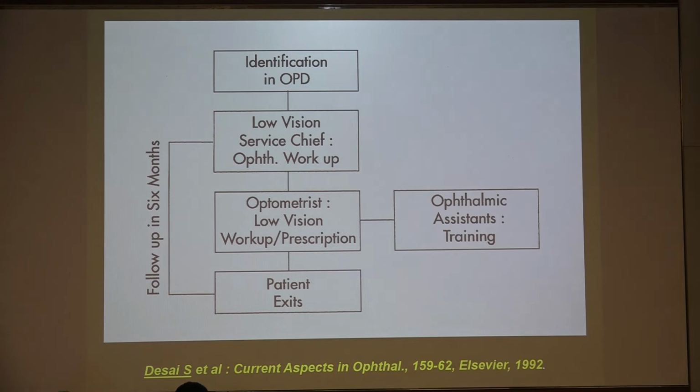And in one of the studies conducted by our chief instructor, this is the usual workflow which we follow in our clinic. A patient is first identified as low vision, and then he's sent to the low vision service chief for ophthalmic workup, and then to the optometrist for low vision workup and prescription. Along with that, an ophthalmic assistant is also posted for training purposes. And then the patient is followed up every 6 months to see how he is improving or how he is adapting with the low vision device.